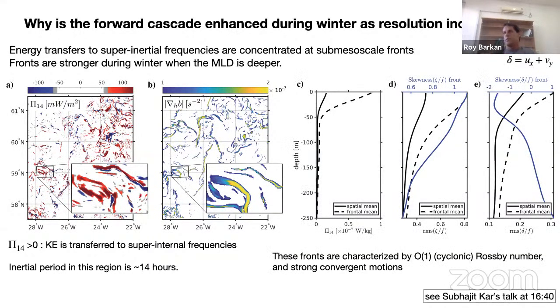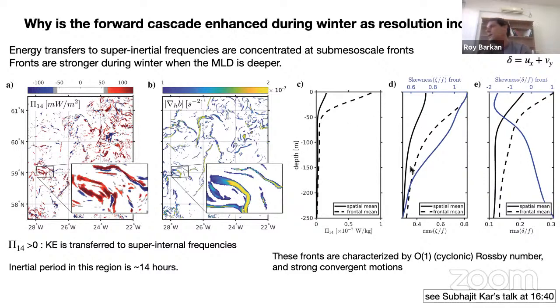So here I'm showing you the seasonal and domain average transfer from sub to super-inertial frequencies. The solid line here is again with the depth information, where I'm only focusing on the top 250 meters where most of the action is happening. If you're averaging over the whole domain, you see that there's some forward cascade, but it's weak. If you only average over these strong frontal regions, you can see it's very intense.